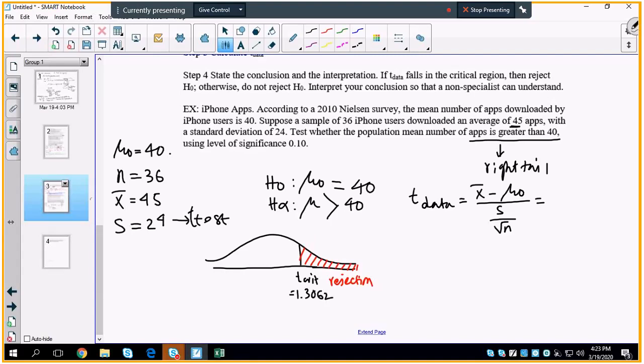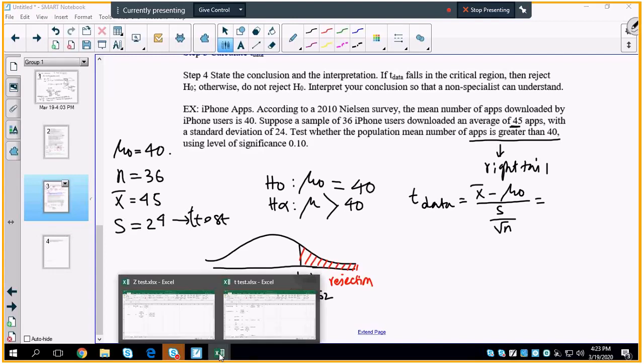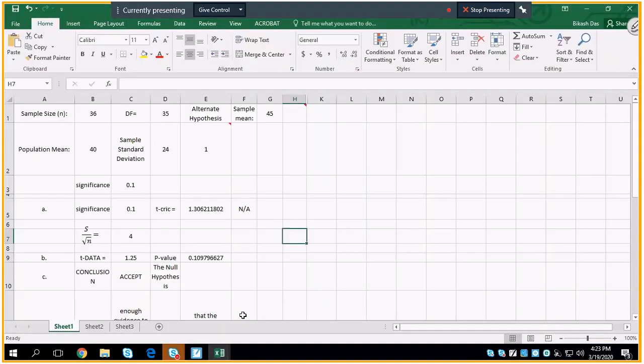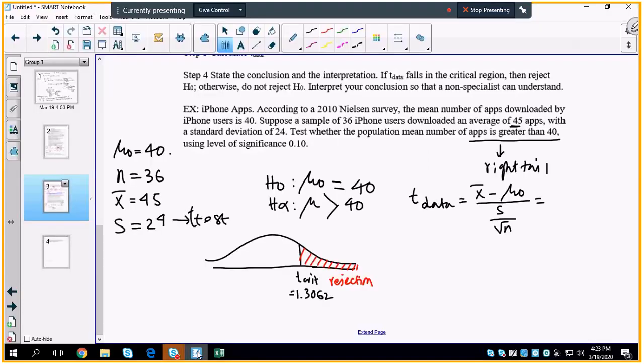1.3062. The t data is also calculated, and the t data for this problem is 1.25. So we'll go ahead and say that t data is 1.25. Is 1.25 in the rejection region? Well, no, because 1.25 is less than your critical number, so it is on the left of the rejection region. This is your t data, 1.25.